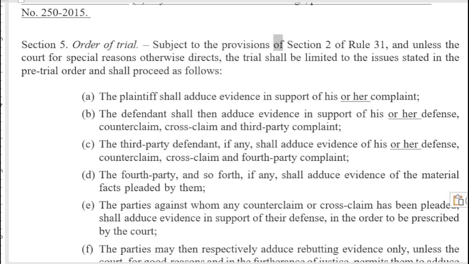Section 5. Order of trial. Subject to the provisions of Section 2 of Rule 31, and unless the court for special reasons otherwise directs, the trial shall be limited to the issues stated in the pretrial order and shall proceed as follows. The plaintiff shall adduce evidence in support of his or her complaint. The defendant shall then adduce evidence in support of his or her defense, counterclaim, cross-claim, and third-party complaint.